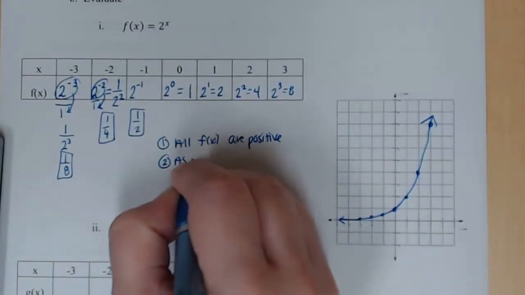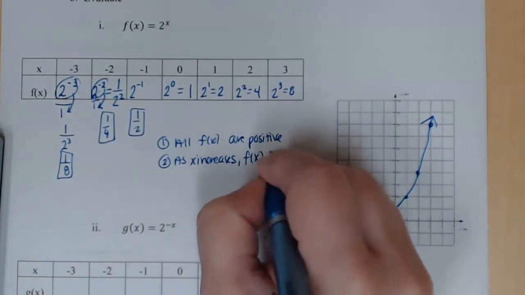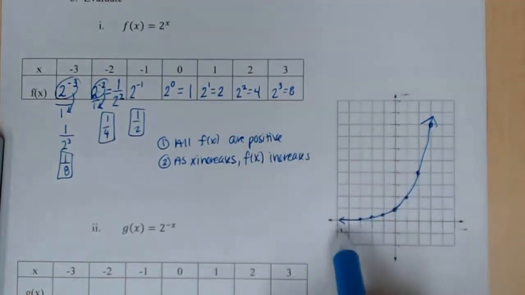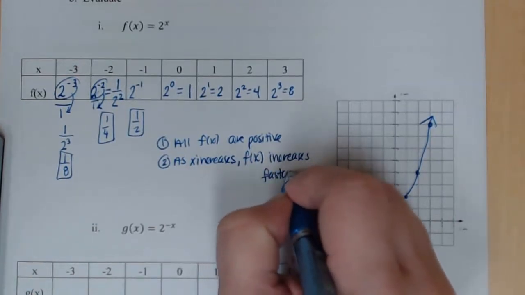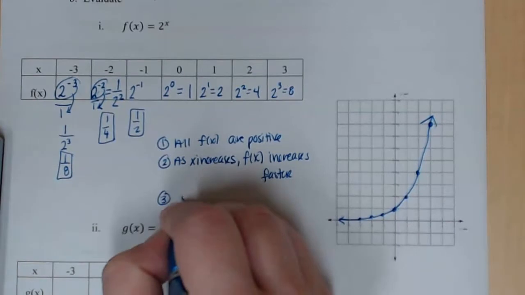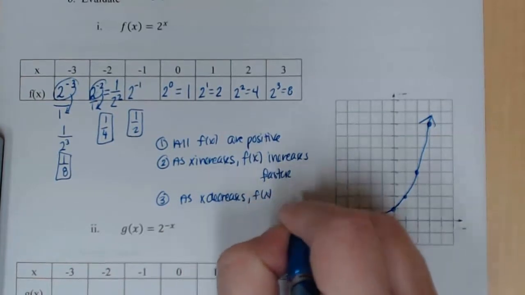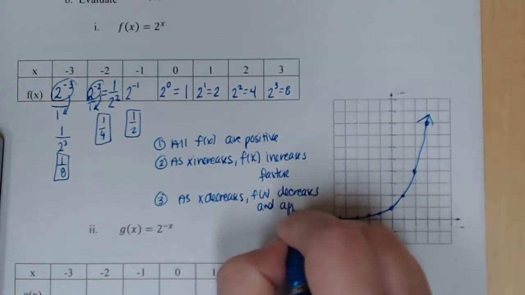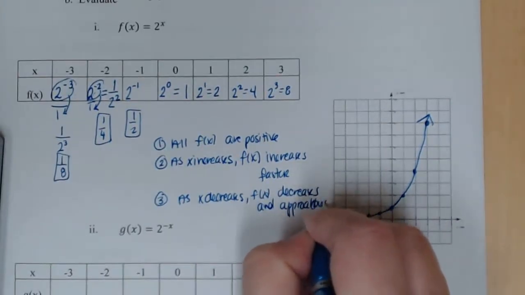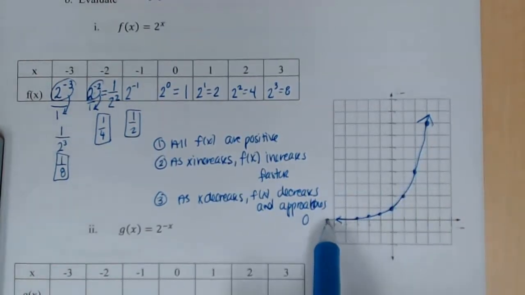Another thing that you'll notice is, as x increases, f of x increases. So as our x's are getting bigger, our f of x's were getting bigger, but they were increasing faster. And the last observation I want to make about this is, as x decreases, f of x decreases, and approaches 0. So you can see as your x's are getting smaller, your f of x's are getting smaller, but they're approaching 0, and we never actually drop below this x-axis.